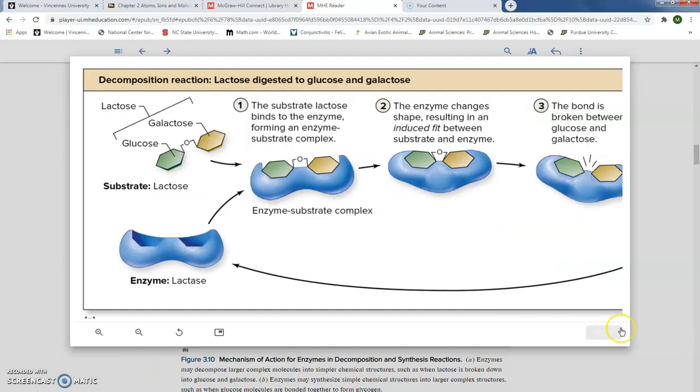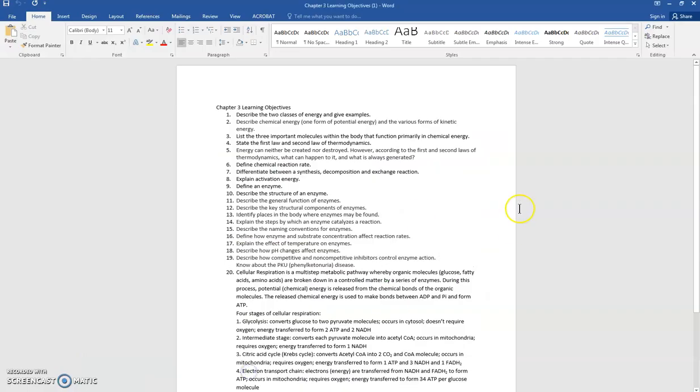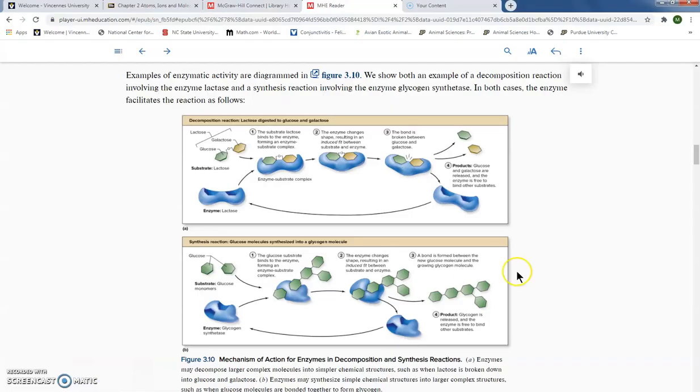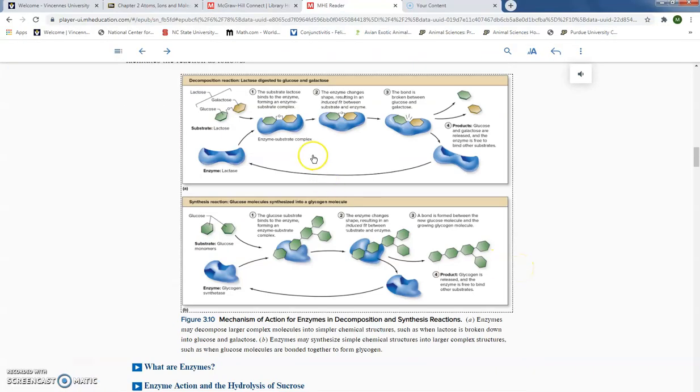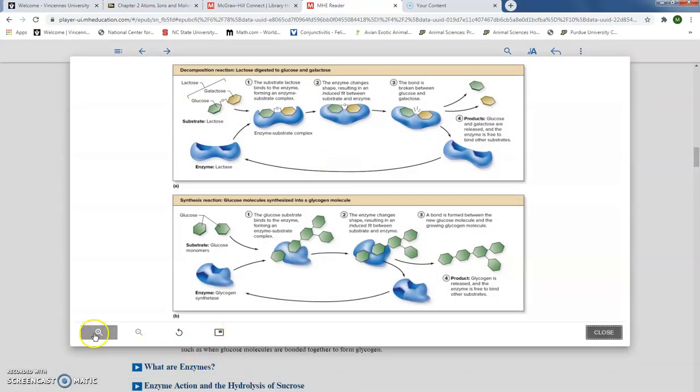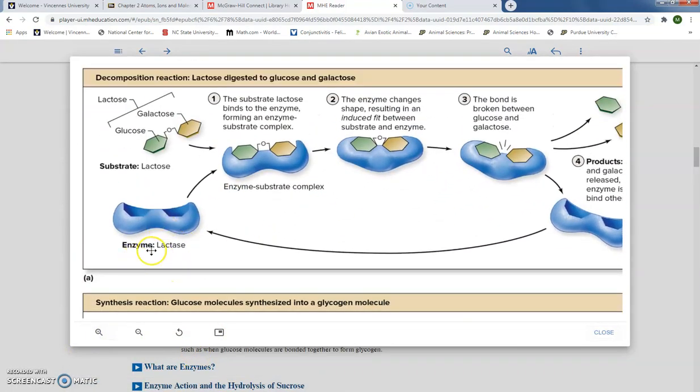All right, so let me go to our objectives. We talked about the structure, the function, the components, where you can find them in the body, and the steps, and then the naming of enzymes. This one kind of shows it. They usually, not always though, but usually, because the enzymes are specific, they have a certain shape, and their active site has a certain shape, they will only catalyze or bind to a specific substrate.